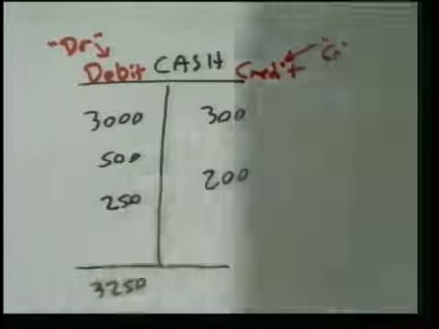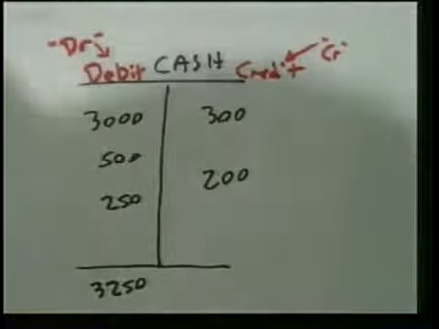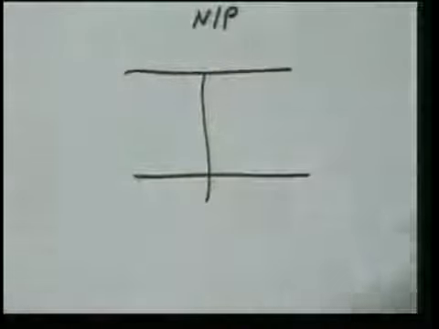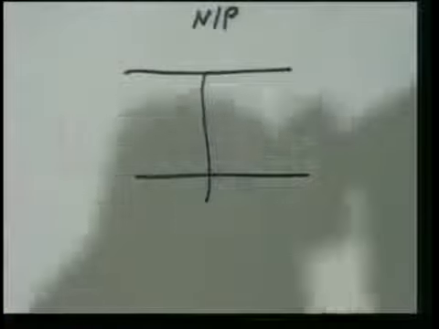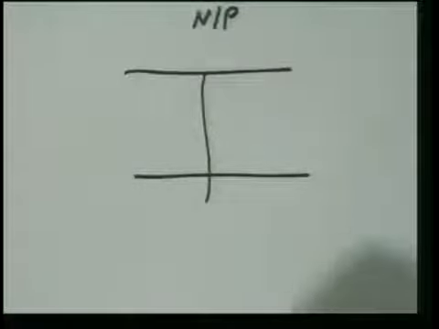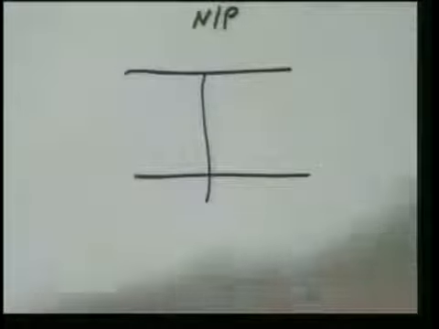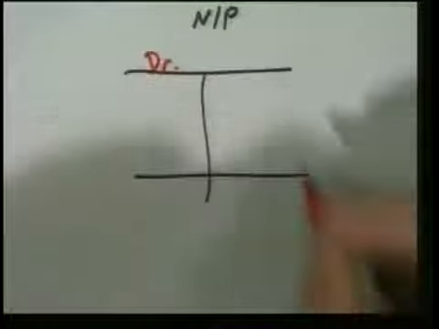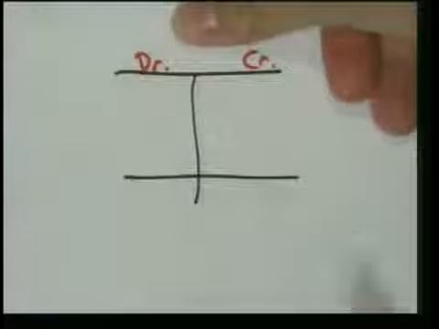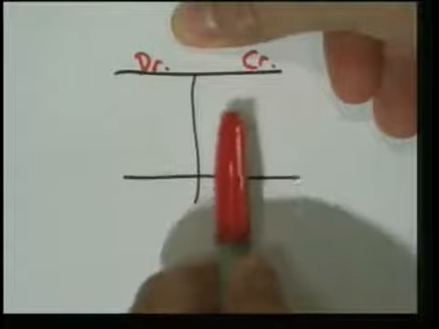Let me give you an example. Let's take a look at a different account. Let's take a look at an account of notes payable, which is a liability, right? Now, this is a T account for notes payable. What's the left side called on a T account for notes payable? The left side, regardless of the account, is the debit side, the right side is the credit side. Always, always, always, regardless of the account, the left side is the debit, the right side is the credit. Cool?